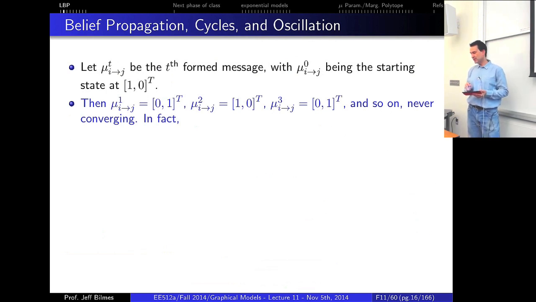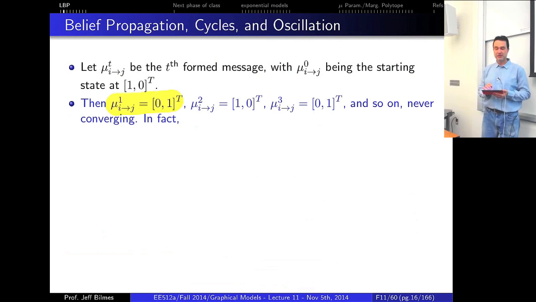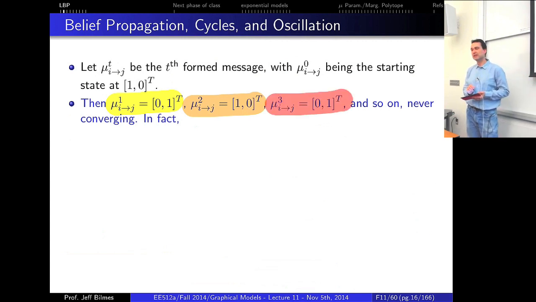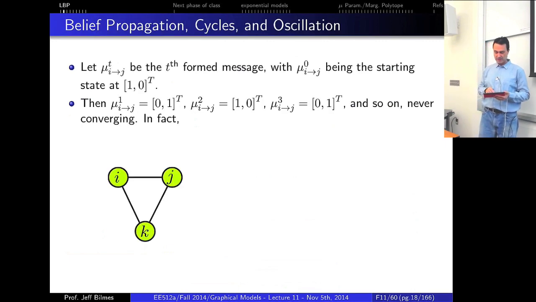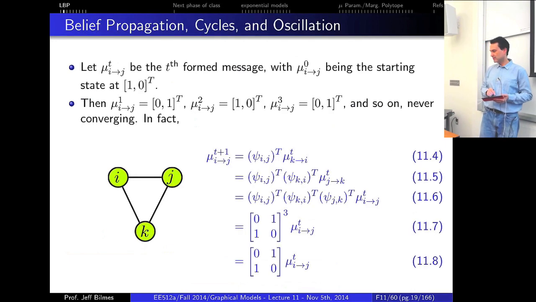So what we're going to see in this case is that at time 1, the message is going to be at configuration 0, 1. And at time 2, the message is going to be at configuration 1, 0. And at time 3, the message is going to be at configuration 0, 1. And you can see then we're back to where we started from. And what's going to happen is that the messages are going to oscillate forever, and we're never going to reach convergence. I mean, here's the cycle, ijk.